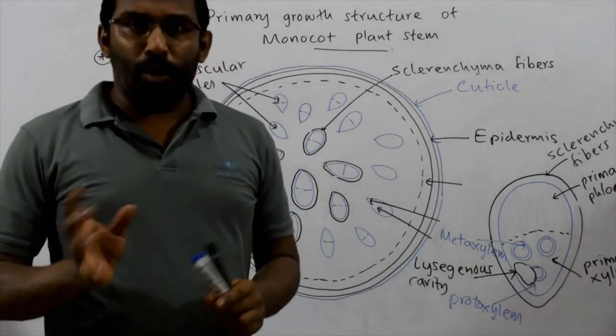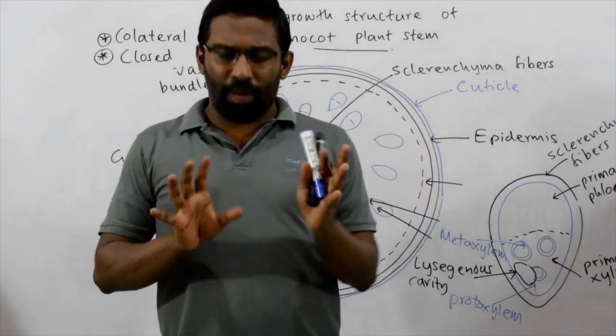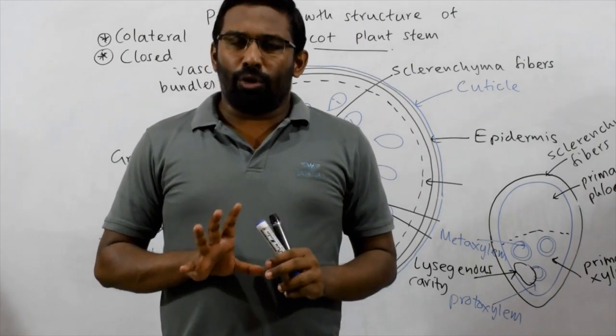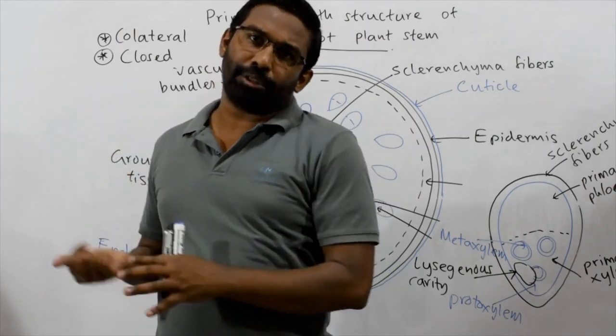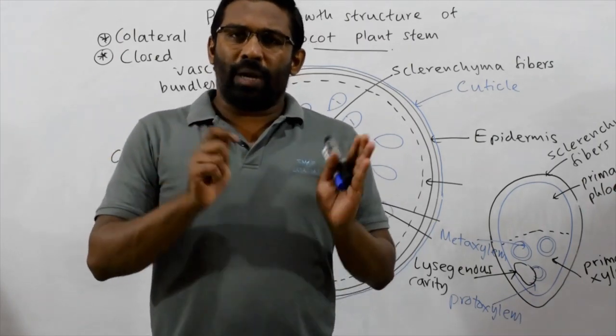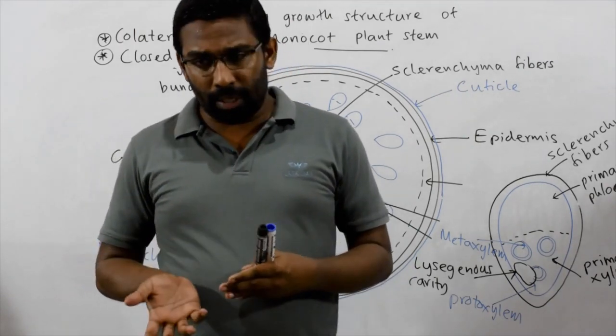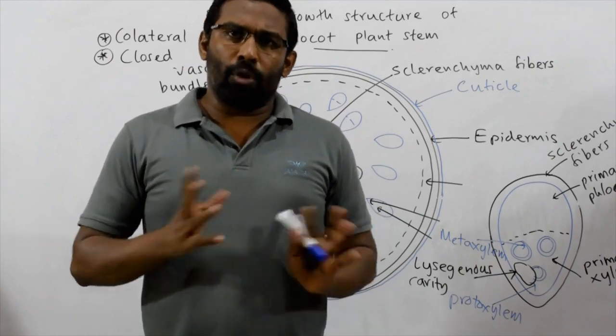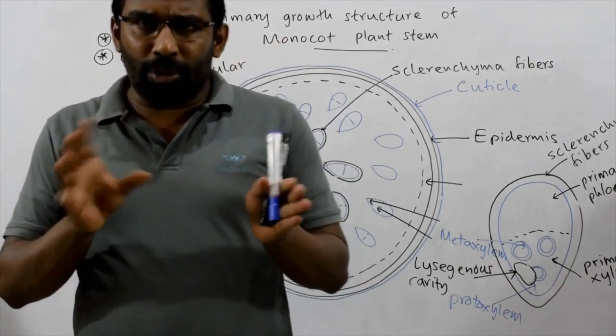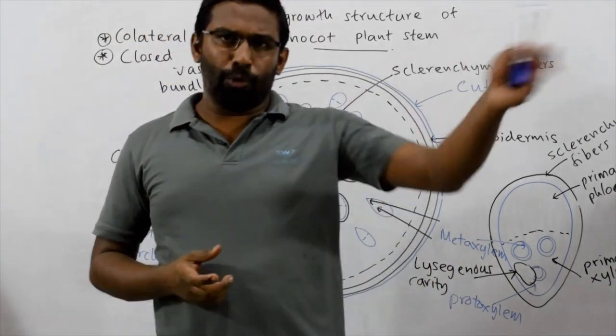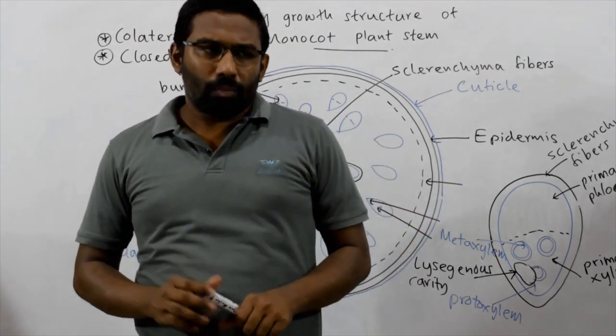Okay, now finally, this is the primary growth. Today we discussed the primary growth of dicot root as well as dicot stem, and also monocot stem and monocot root structure. And also we discussed how primary growth happens at the shoot apex and the root apex.